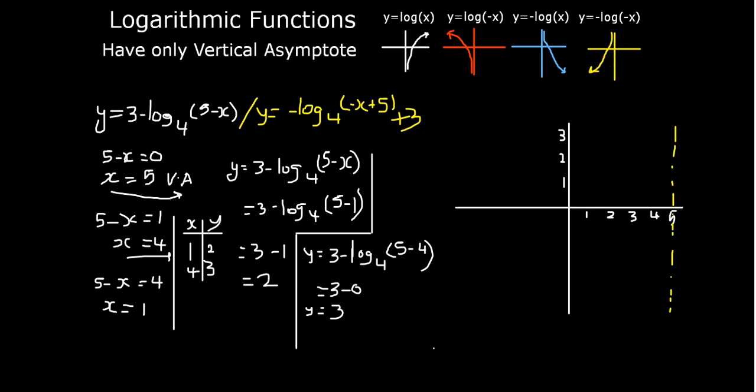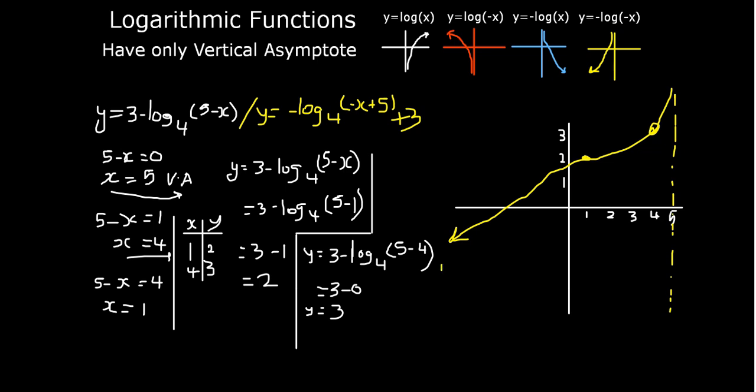Then what are the points now? We've got where x is 1, y is 2. Then another point where x is 4, y is 3. Where x is 4, y will be 3. Then we've got this kind of a graph. This is the kind of graph that we have.